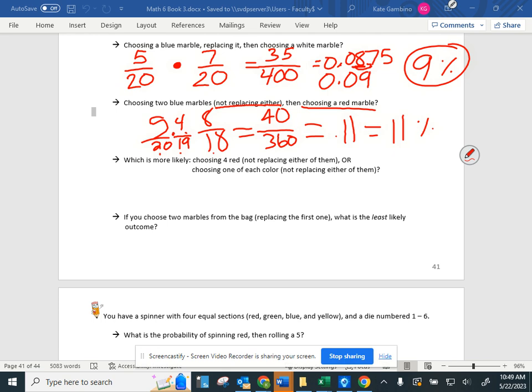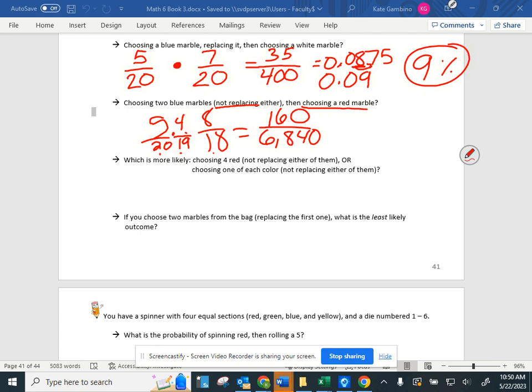So you were right that with that red, it goes down to 18. But choosing the 2 blues means it's 2 events. So that's going to change this over here. So 5 times 4 times 8 gets us 160. 20 times 19 times 18 is 6,840.